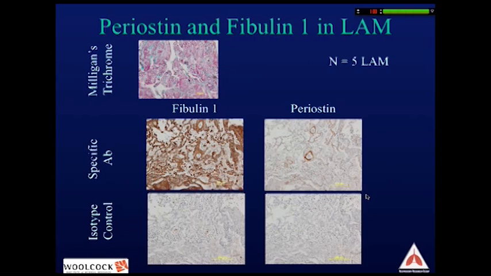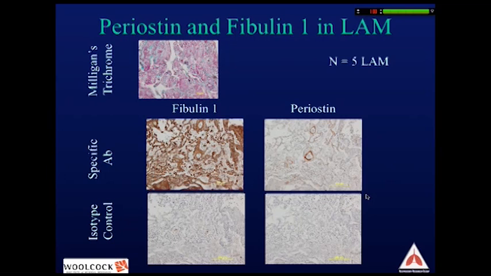So we've become quite interested in two small matrix-associated proteins, periostin, that we've heard an awful lot about here at this meeting, and another protein called Fibulin 1, which we had some work in IPF in a poster yesterday, which is still out there if you're interested. So we've looked at these two proteins, and they're important in the formation of the fibres of collagen and fibronectin.